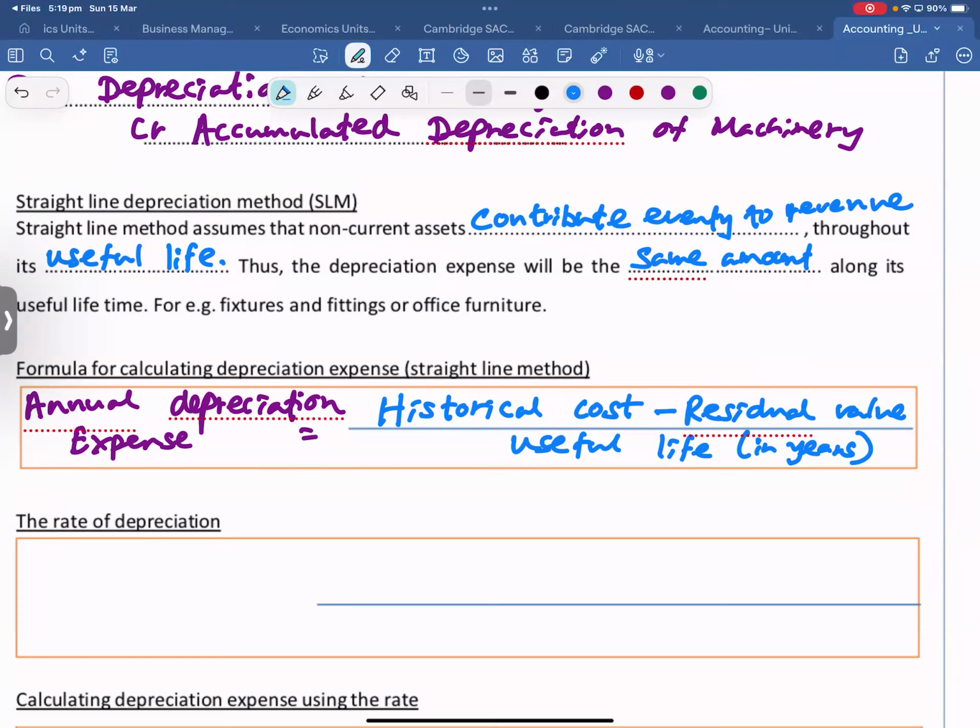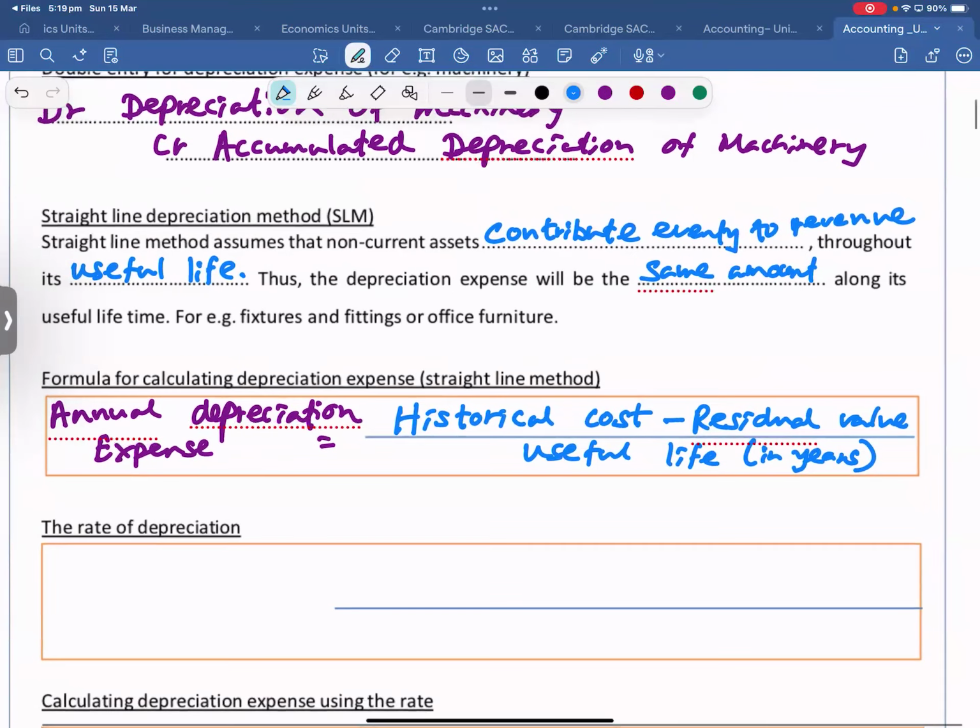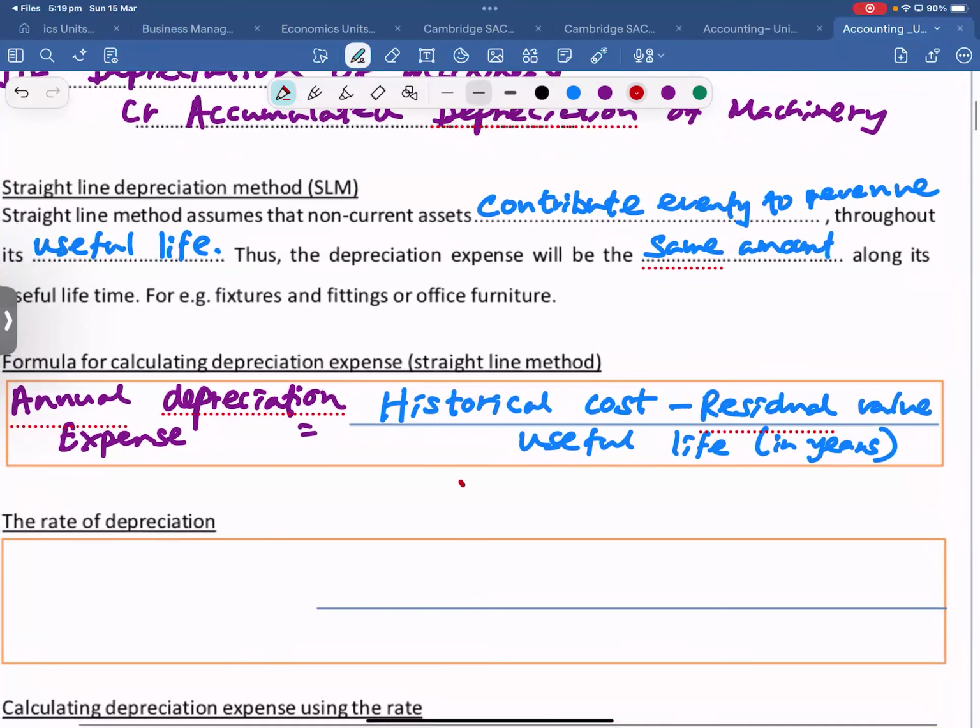Okay, shall we put this into an example? Let's say you purchase a computer. How much would a computer be? 2,000, right? And then the residual value. What is the residual value, guys? Liquidate the asset at the end of its useful life. So the value of the asset at the end of its useful life, right?